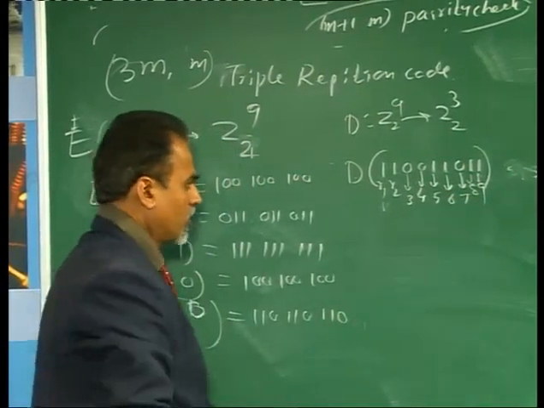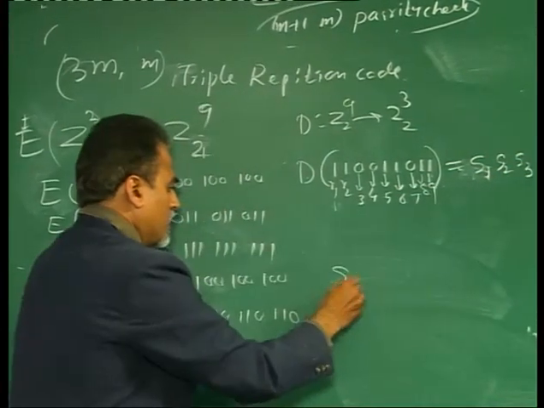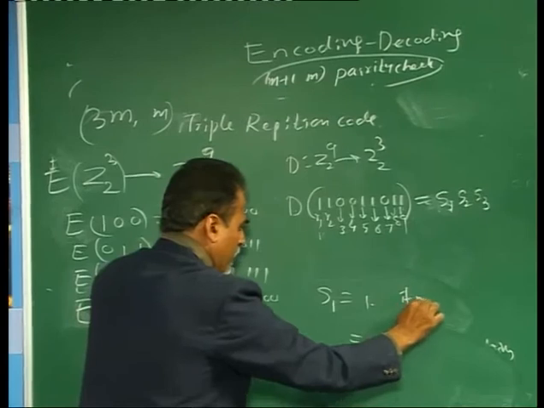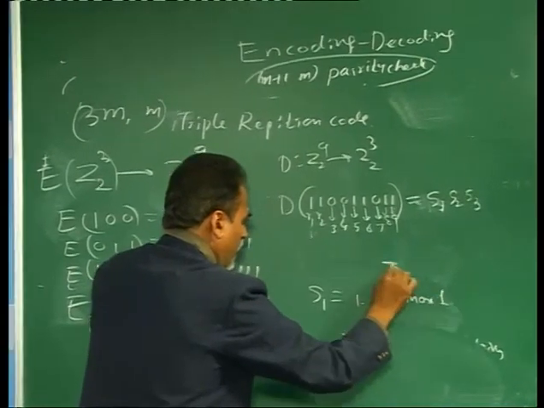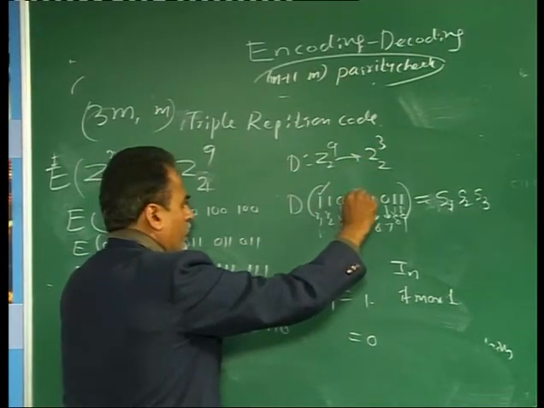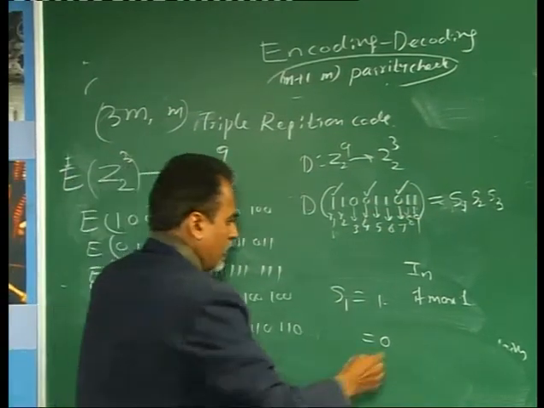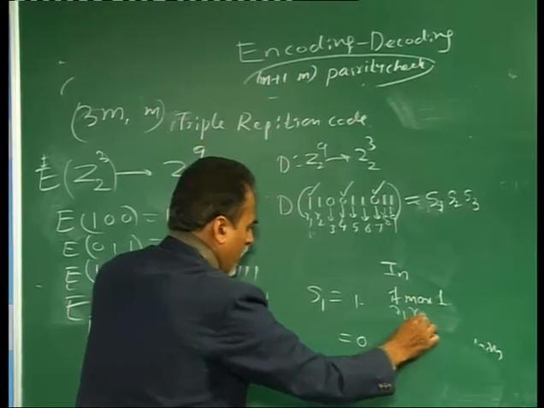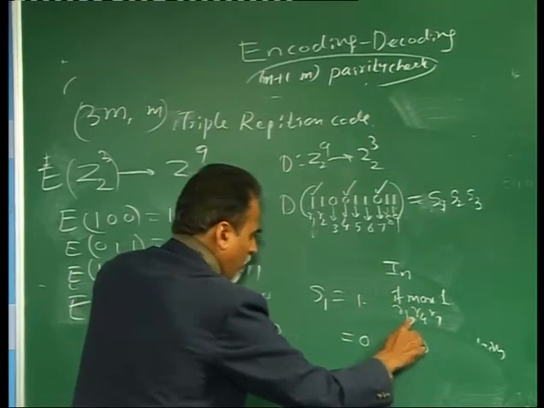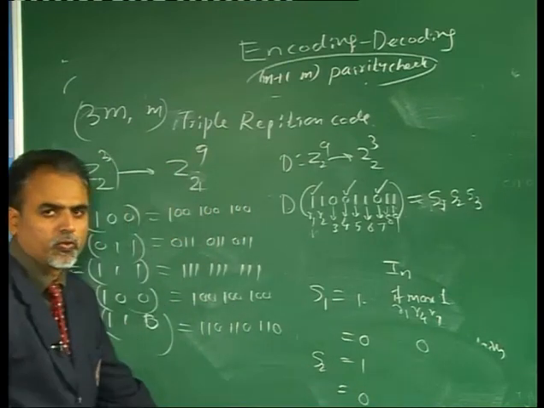Now, what I am going to write is a 3 dimension number S1, S2, S3. This S1 is equal to either 1 or 0. I have to write 1 if the maximum number of 1s are there in the first position, plus a jump of 3: 1 plus 3 is 4, 4 plus 3 is 7. So the maximum number of 1s are there in R1, R4, R7, or 0 if the maximum number of 0s are there in the same R1, R4, R7. S2 equals again 1 or 0.